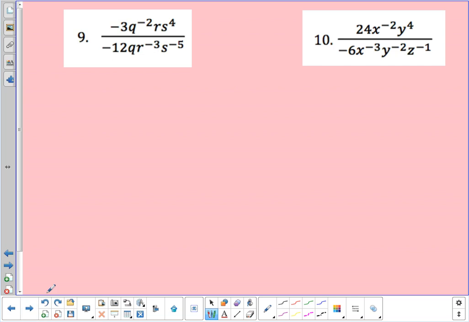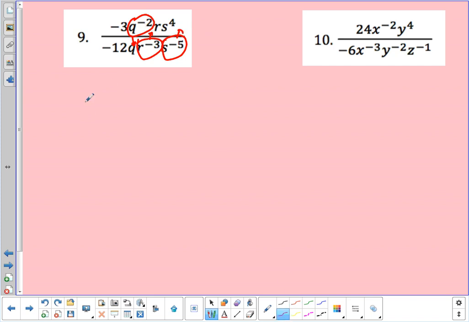In number 9, I have negative 3, q to the negative second, r, s to the fourth on the top, holy buckets, and a whole bunch of stuff on the bottom. Let's find the negative parts that need to flip. So this needs to move down. This needs to move up, and this needs to move up.